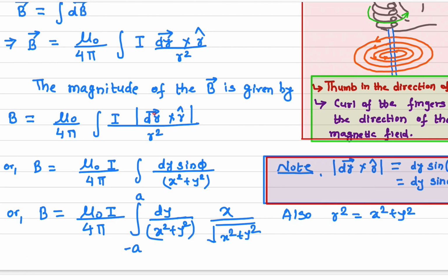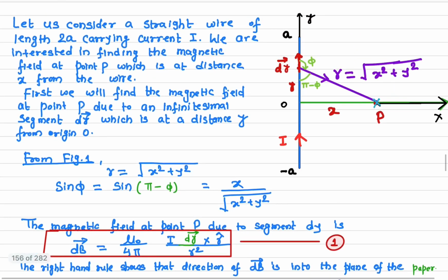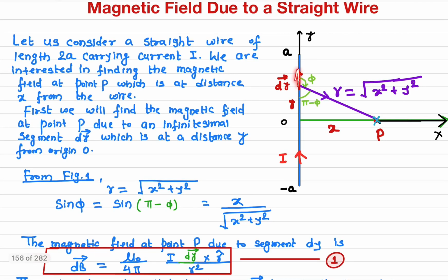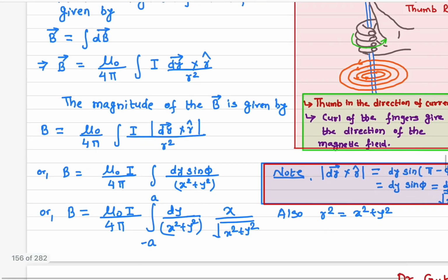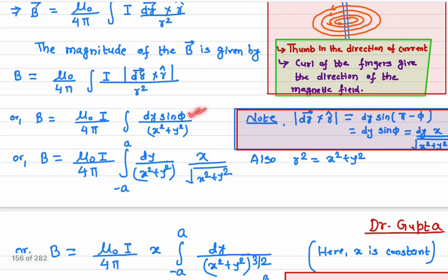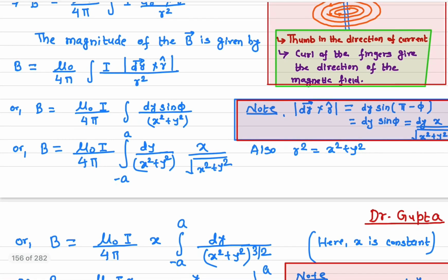So in this case, the magnitude of dy is dy and the magnitude of the r unit vector is just 1, and the angle between the dy vector and the r vector is phi, so sine phi. So I've just written sine phi here. R squared is x squared plus y squared. All right, okay. So now let's plug in all the values.